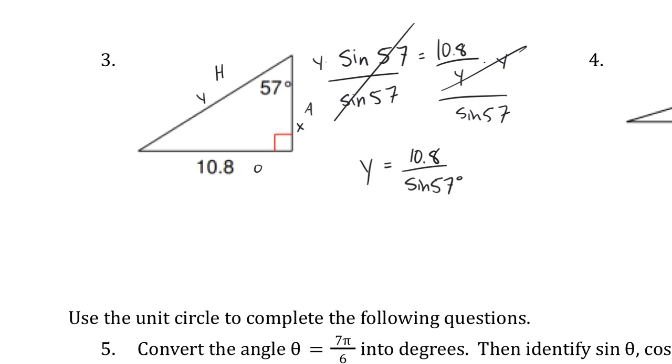And that's equal to 12.88-ish. So h equals 12.88. And then our x we can solve for with the Pythagorean theorem. So we can say 12.88 squared equals 10.8 squared plus x squared. Subtract 10.8 squared. Oops.